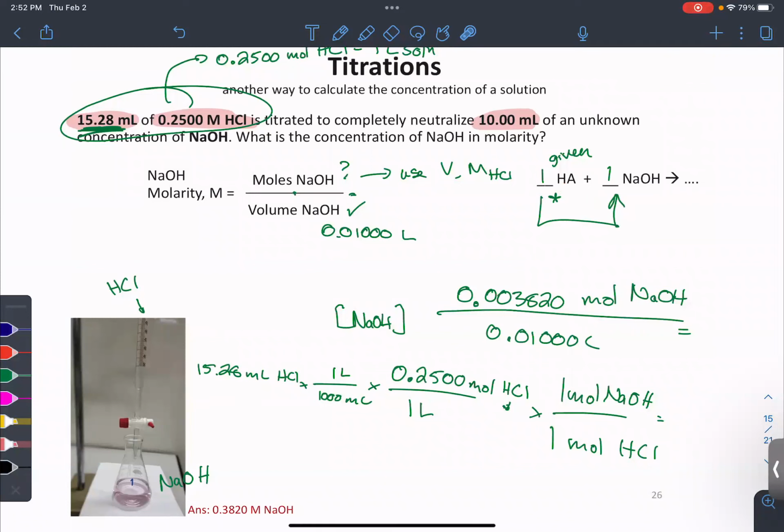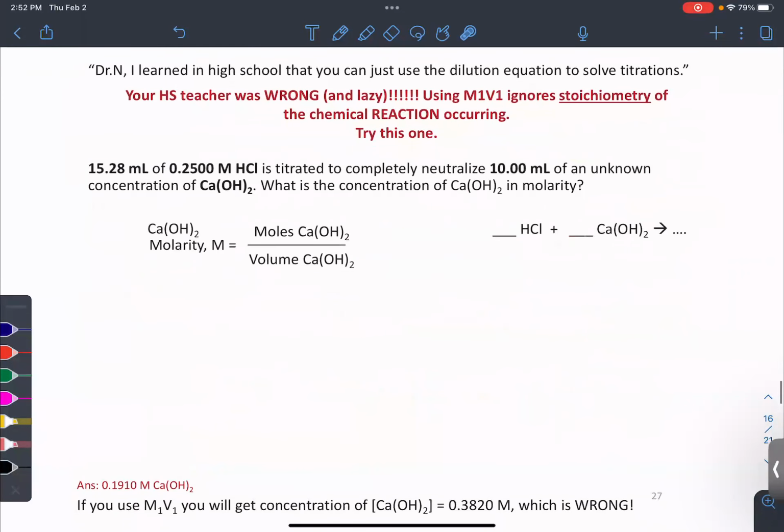The reason M1V1 can work in this instance is because the ratio is 1-to-1. The stoichiometry is 1-to-1. Once it's not 1-to-1, once it's like 2-to-1 or 1-to-2 or 3-to-2, it does not work anymore. So good. No one here uses M1V1 for titrations? You promise me? Okay. All right. So then we'll just do this next example.